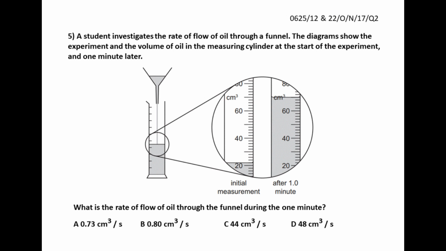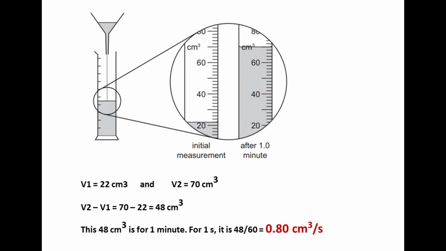So initially it shows 22 and 70. Let us see the picture in detail. Initial measurement is 22 centimeter cube, volume 1. After 1 minute, it is 70 centimeter cube. Clear? So V2 minus V1, which means 70 minus 22 is equal to 48 centimeter cube, is the volume of oil that has flown through the funnel into this measuring cylinder in 1 minute.